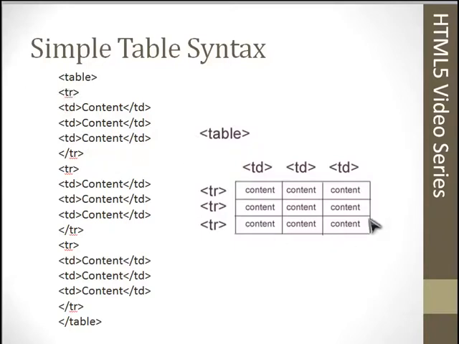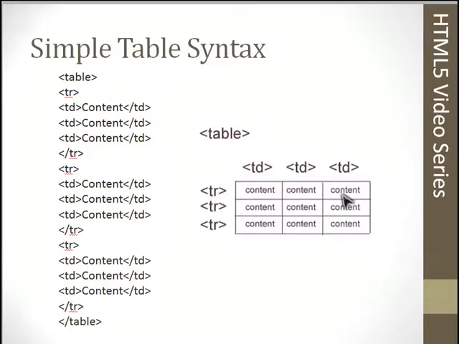I have an image here that represents what this code would display on a web page. So you'll see at the top we have the opening table tag and the closing table tag at the bottom, and in between there we have some TR tags, which is table row. Now we have 3 sets of table row tags. I apologize for this being off center. It's just a quick representation.